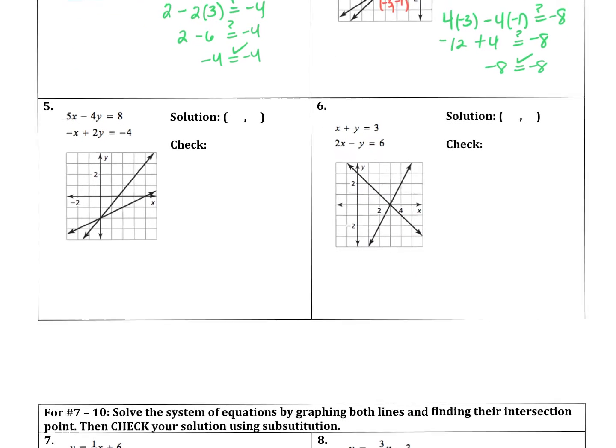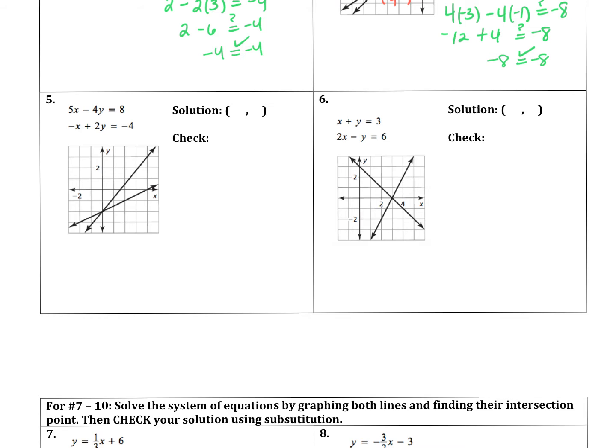All right, we're going to continue this same pattern here. I see my solution right here where the points intersect as being 0, negative 2, 0 over down 2. I'm going to plug x in for 0, y in for negative 2, and I'm going to check both equations. Let's do the top equation. 5 times x, which is 0, minus 4 times y, which is negative 2, equals 8. 5 times 0 is 0, and negative 4 times negative 2 is 8, so I get a true statement.